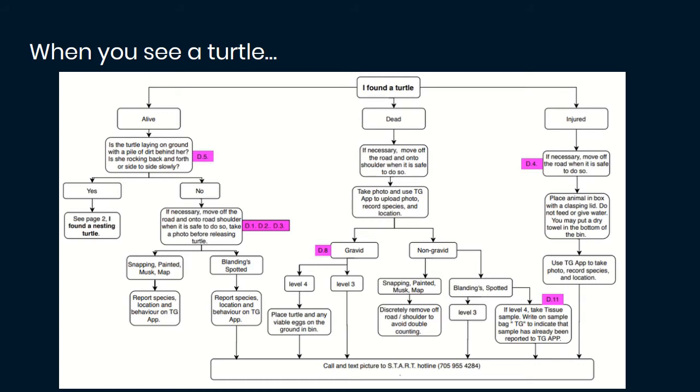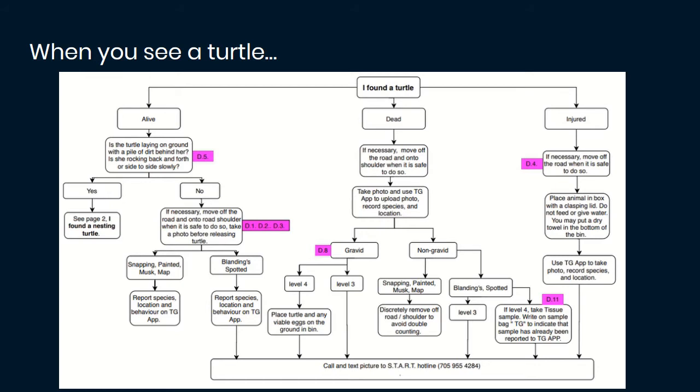All right, so now we're going to go back up and see what we would do if we find an injured turtle. So if we were to find an injured turtle on the road, then we are going to move it off the road when it is safe to do so. And we're going to place this animal in a box with a clasping lid. In this case, you don't have to be a specialized volunteer because anyone is allowed to remove a species at risk from a dangerous situation. So you're removing them out of harm's way. You don't need to be on a research permit for that.